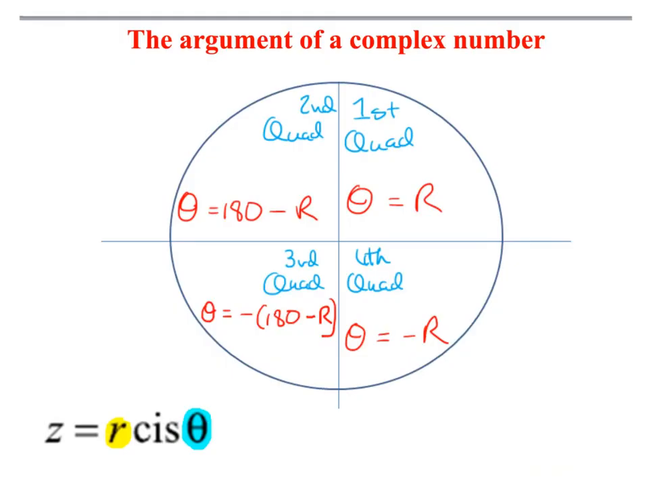Just another reminder about the argument of a complex number. If the complex number is in the first quadrant, then the angle is just equal to the reference angle. Theta is equal to the reference angle. If the complex number is in the second quadrant, we subtract the reference angle from 180 degrees to get angle theta. If the complex number is in the third quadrant, we subtract the reference angle from 180 degrees and then add on a minus to get theta. And if the complex number is in the fourth quadrant, then to get the angle, we just add on a minus to the reference angle.